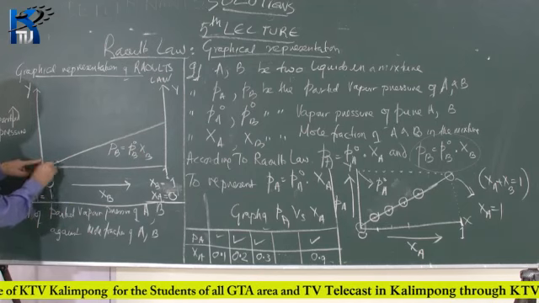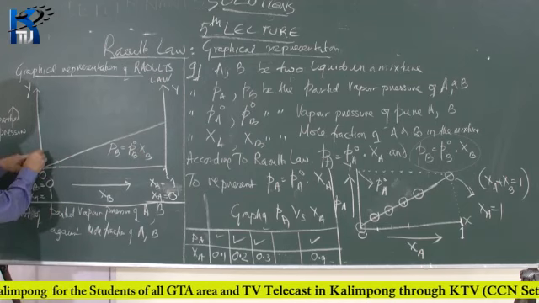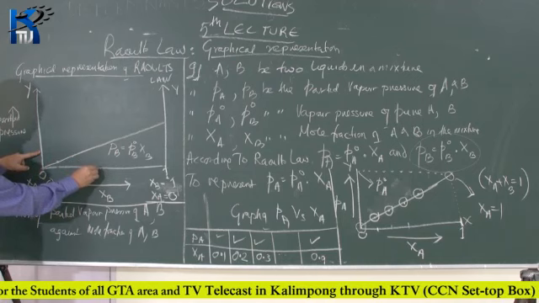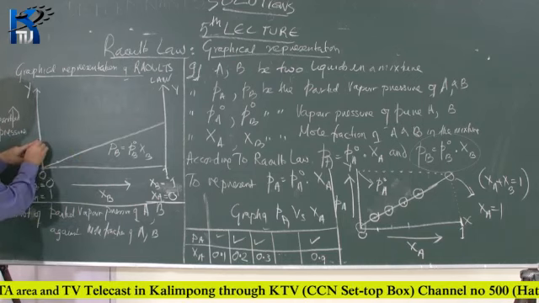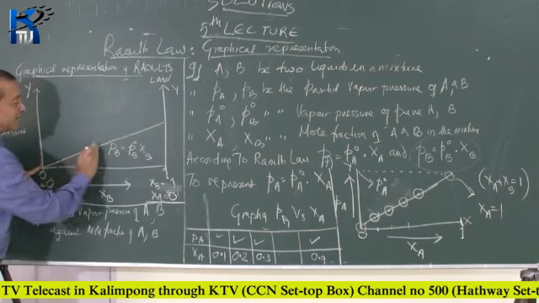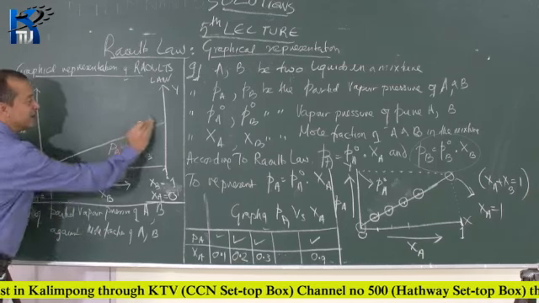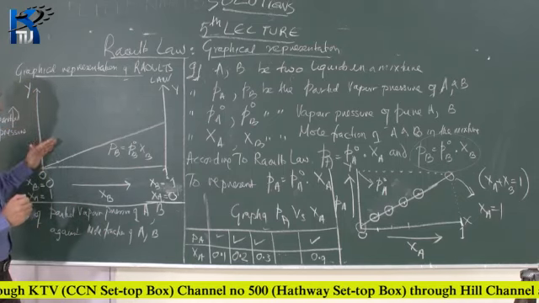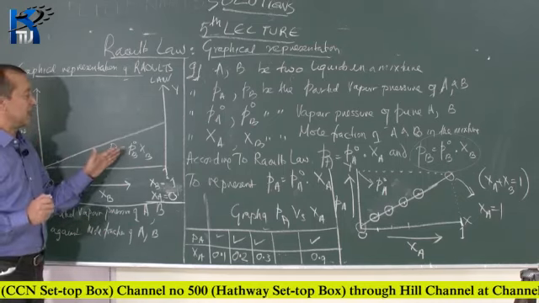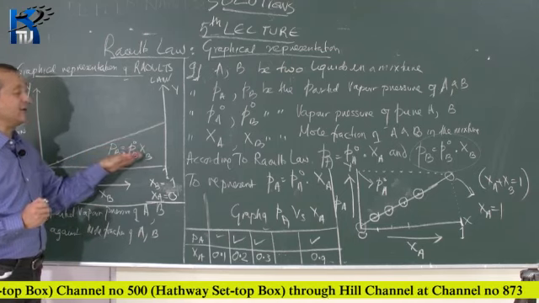At XB equal to 0.1, PB is here. At XB equal to 0.2, PB is increasing. At XB equal to 0.5, PB is increasing. So as the XB value increases, PB value also increases. So that is the first graph, PB is equal to P naught B into XB.